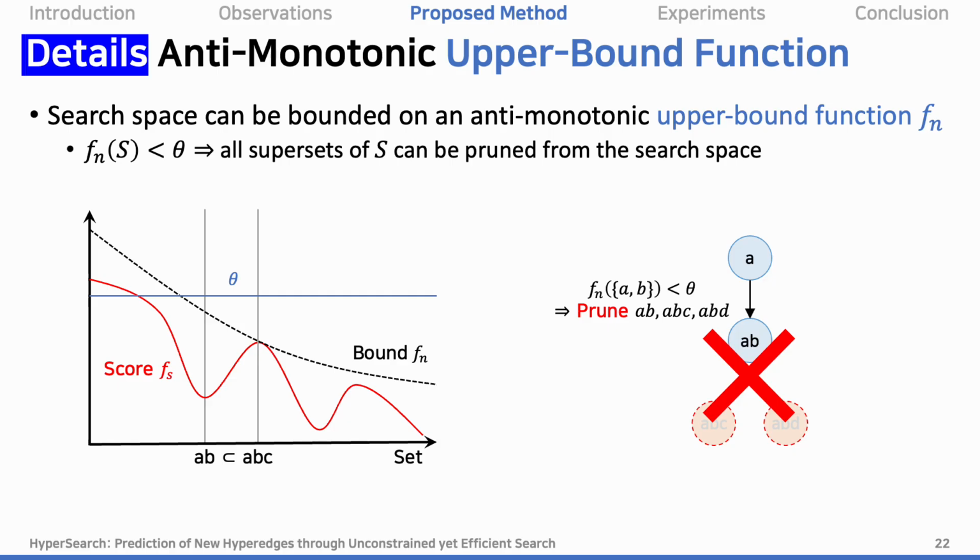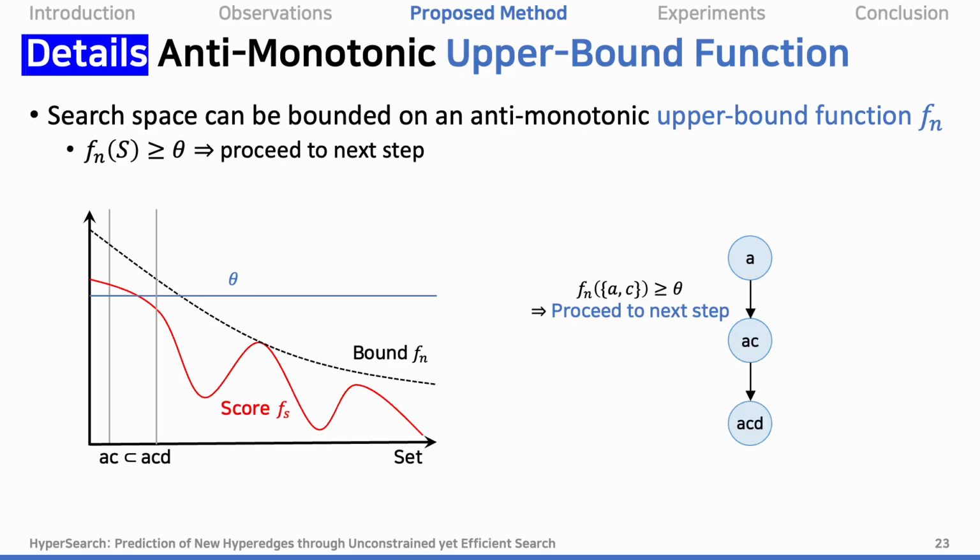We define an anti-monotone upper bound that is always greater than or equal to the actual score. If the upper bound of a candidate falls below the threshold, none of its supersets can exceed the threshold either. For example, if the upper bound of AB is below the threshold, all supersets such as ABC and ABD can be pruned. This technique allows us to significantly reduce the search space.